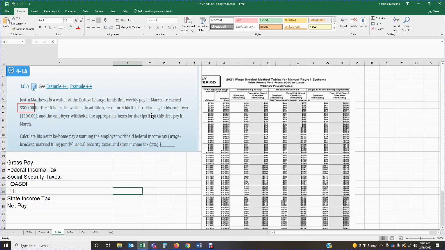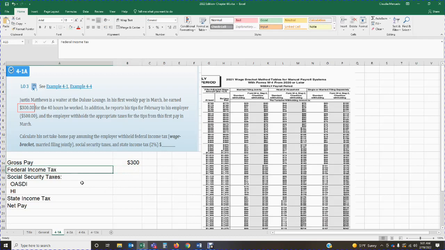The tips come into play only when we calculate the taxes, because in this pay period we are going to withhold the appropriate taxes for the tips. So the tips are not part of the wages, but we're going to use the wages he earned to pay the appropriate taxes for the tips he earned last month. So how much did this employee make this pay period? $300.